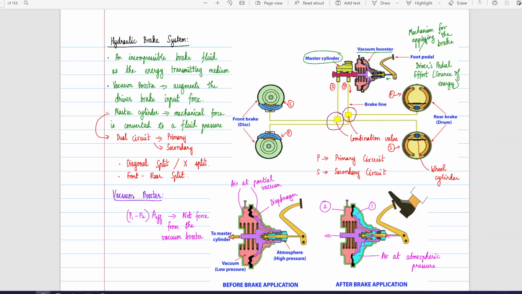and results in the motion in the master cylinder. There are two lines in the master cylinder. It's a dual circuit that has primary and secondary. So the vacuum booster augments the driver's brake input force and the master cylinder takes in the mechanical force and converts it into fluid pressure proportionally. Alright, so the mechanical force is converted to a fluid pressure.